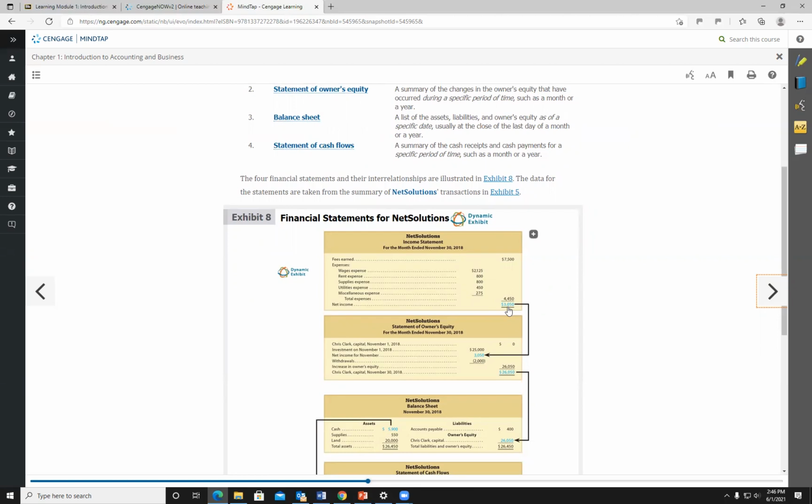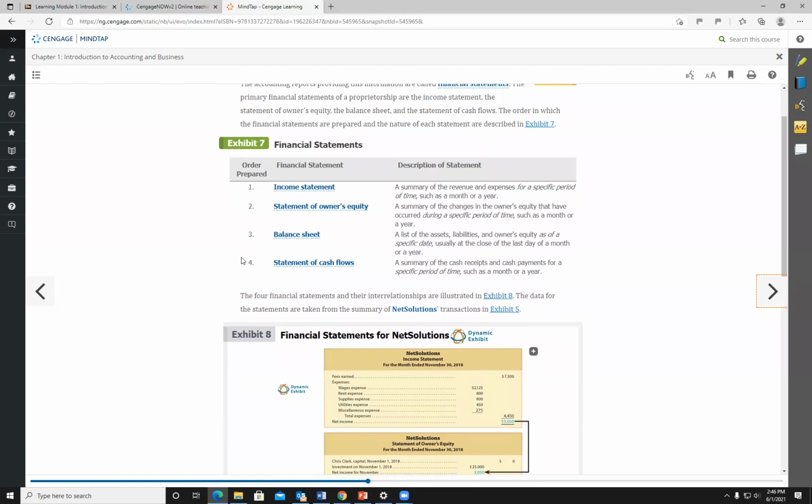Now that brings us to our next financial statement. Now, if you look up here, you notice they're in order. Okay, this is the order that they must always be prepared in. You cannot prepare them out of this order, and y'all, I'm about to show you why.